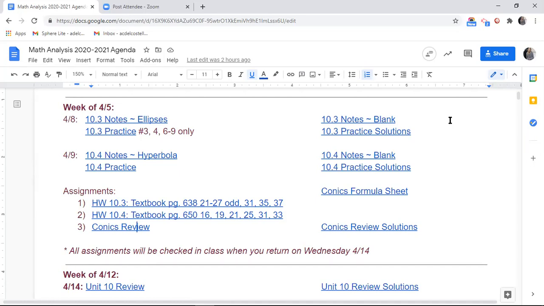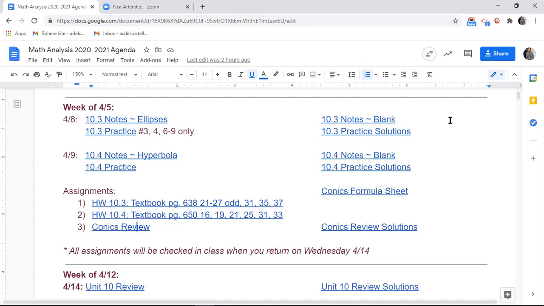Okay, so today we're going to do the ellipses, and then we'll do your note sheet, and we're going to do some of those select problems on that practice worksheet. If you want to go back and finish any of those, I posted those solutions for you in case you want them. Tomorrow, what we're going to do is your hyperbola and some practice with that. And homework for this week, you've got 2 textbook assignments and a conics review sheet. The conics review sheet is in the stapled packet.